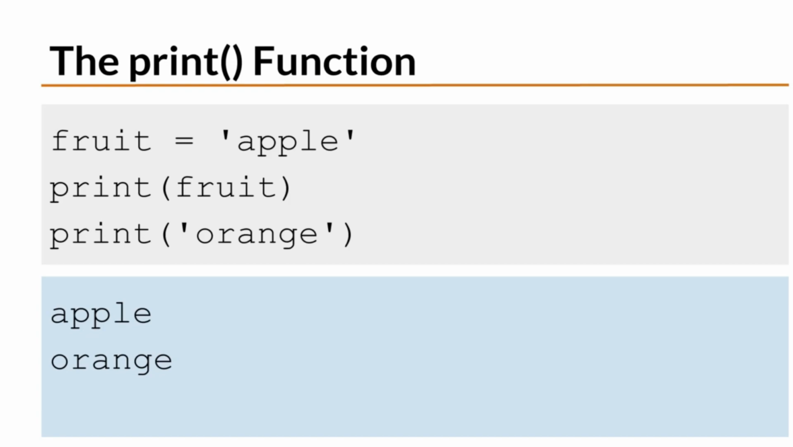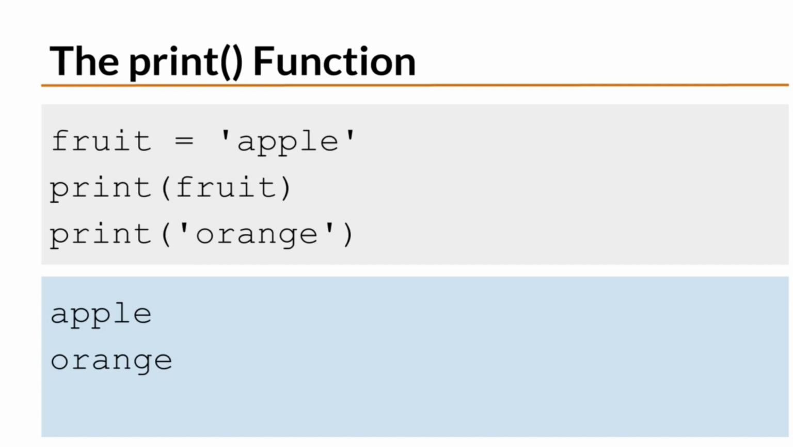When a value is provided as an argument to the print function, it displays that value to the screen. You can supply values directly to the print statement or pass in variables. On your screen, you can see that we assign the value apple to the variable fruit, and then we print or display that variable to the screen, and the output is apple.